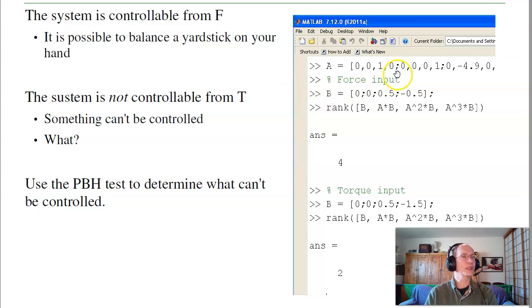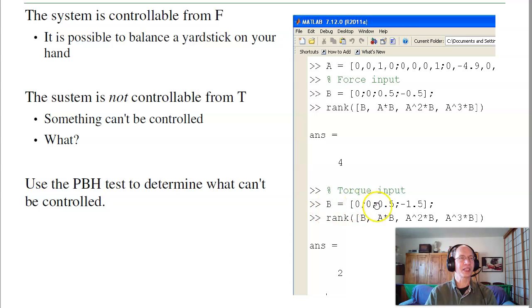Well, if we look at the force input, here's your B matrix. What's the rank of B, AB, A squared B, A cubed B? The rank is 4. Yep, it is controllable, meaning you can balance a yardstick on your hand. And we've done that a couple times, not too surprising. How about the torque input? Is it controllable from the torque input?